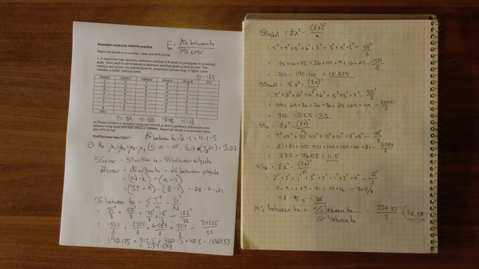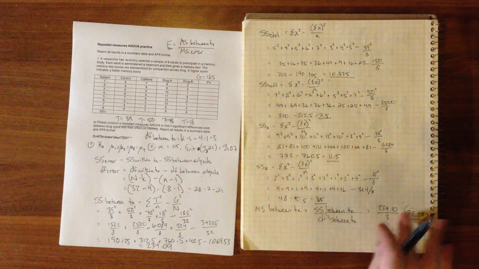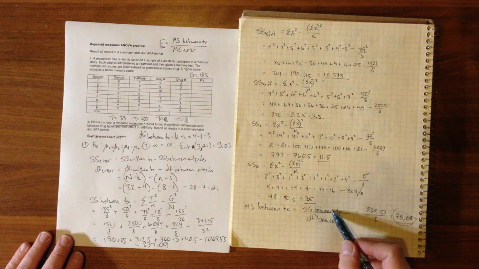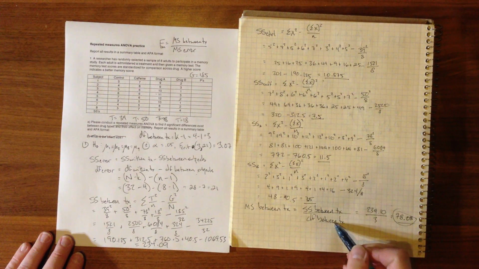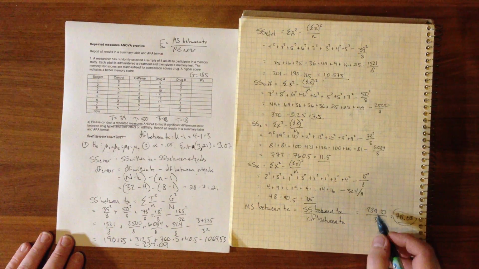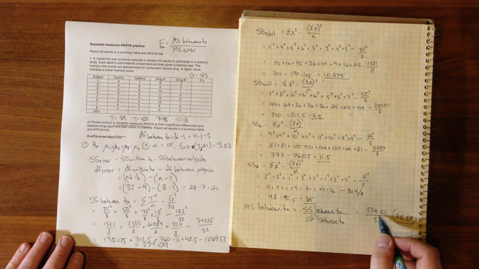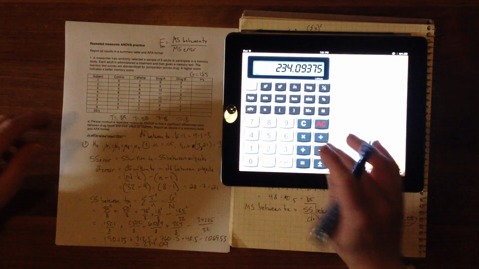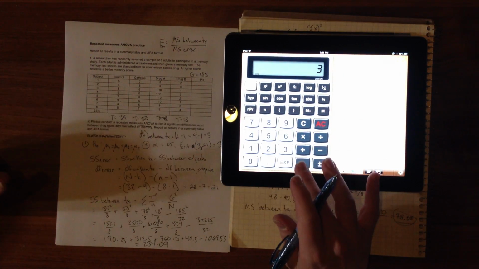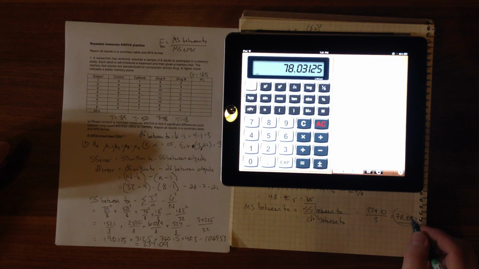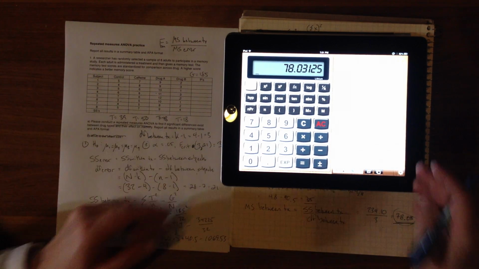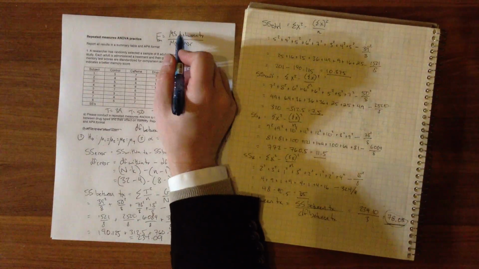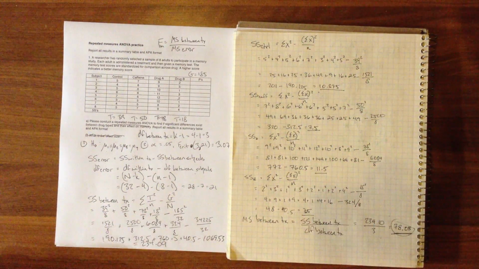Actually, I already wrote this out on another page. Our mean squared between treatments, mean square is variance. Variance is sum of squares over degrees of freedom. So sum of squares between treatments divided by degrees of freedom between treatments. I'm not going to round up. Let's just go ahead and divide 234.09 by 3, which was our degrees of freedom between treatments. I get 78.03. I'm going to keep that. 78.03 is our mean square between treatments. That's going to go in the numerator of our F ratio.